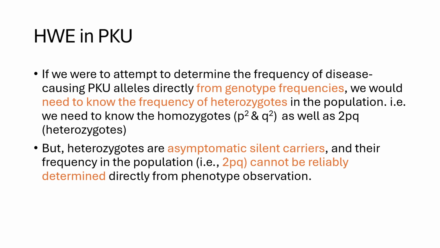But heterozygotes are asymptomatic silent carriers, and their frequency in the population, which is 2pq, cannot be reliably determined because they're asymptomatic. So they could easily be p squared. We don't know if somebody who doesn't develop phenylketonuria is p squared or pq. We don't really know, so we can't easily determine it directly just from the phenotype, just by observing them.